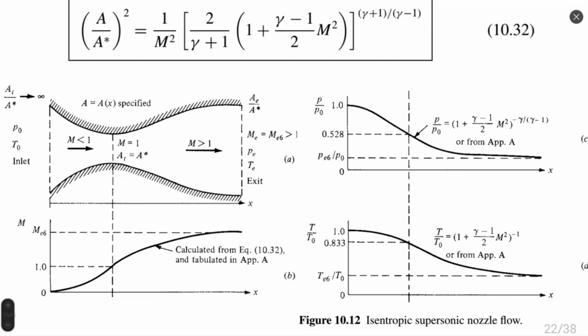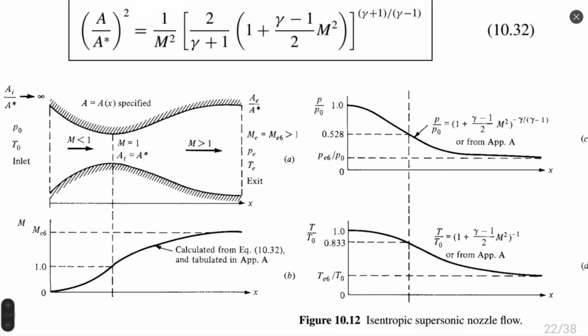We have equation 10.32, which is the same Mach-area relation, or area-Mach relation. And this area-Mach relation, as you might see, gives us a very important output: the Mach number is only a function of the ratio between any arbitrary area and the area of the throat. This area ratio is always bigger than or equal to 1.